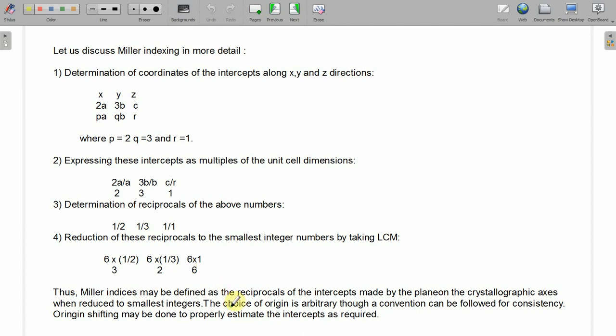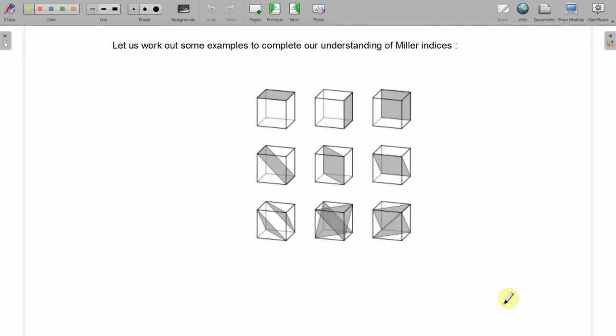As I already mentioned, the choice of origin is arbitrary. So, a convention can be followed for consistency, but generally when a given plane does not pass through a particular set of axes, then the origin can be shifted so that the plane intercepts all the 3 axes. So, generally one has to try to shift the origin in such a way that each of the 3 axes is intercepted by the plane to be identified. That is the general logic.